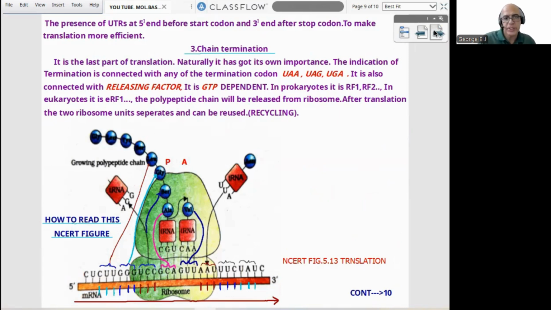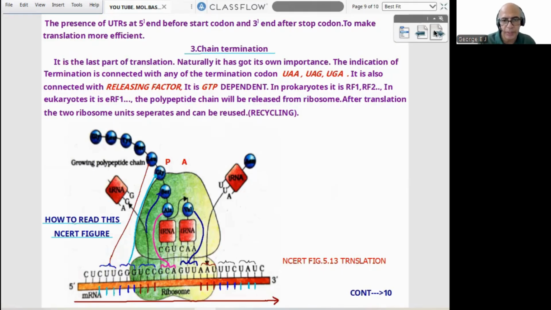Now the last step in this case is called chain termination. It is the last part of translation. Naturally, it has its own importance. Indication of termination is connected with any of the termination codons UAA, UAG, UGA. There is no respective tRNA for it. So it is also connected with the releasing factor, RF.